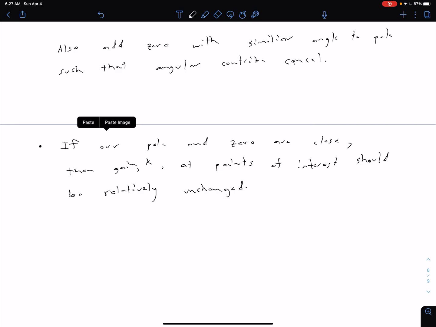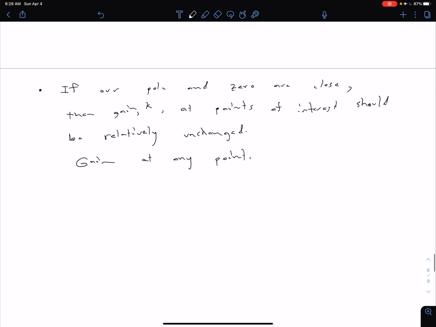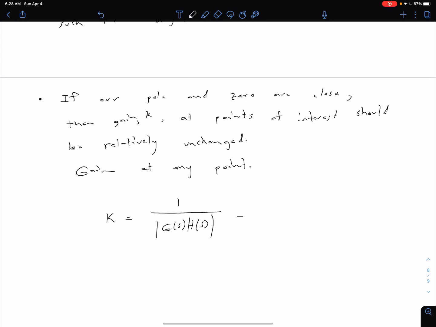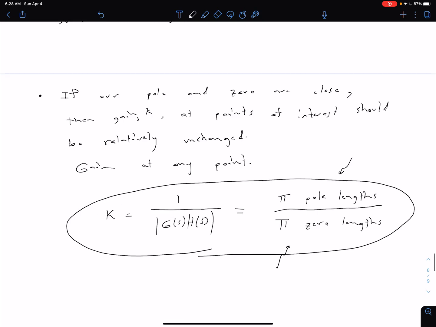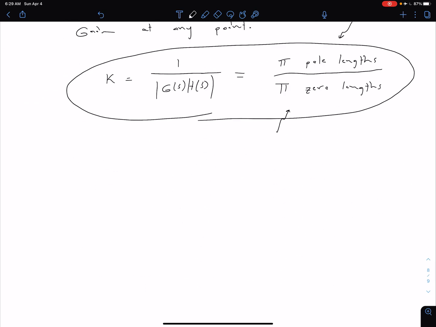That's because our gain at any point is going to be given by K is equal to 1 over the magnitude of G of S times H of S. And this is all coming from our previous analysis of root locus in the previous unit. We know that this is going to be equal to the product, capital pi, of our pole lengths divided by the product of our zero lengths. And so what we can see is if we're adding some pole that is increasing the factor of this numerator, we want to add some zero in the denominator that's also going to be increasing that denominator by approximately the same amount, such that that gain value, K, can stay the same at any given point.